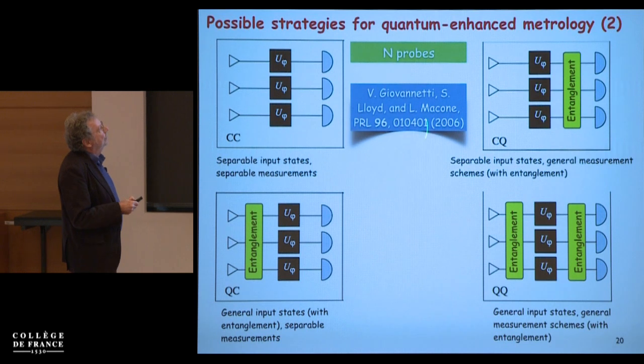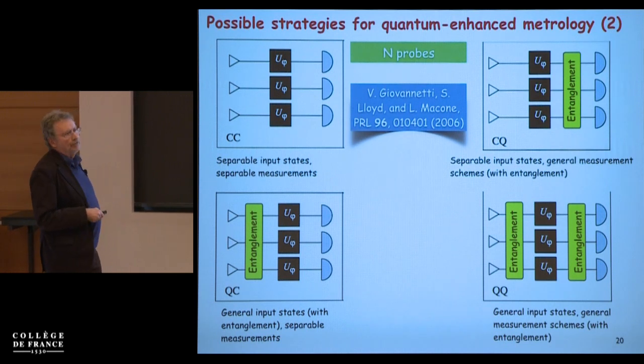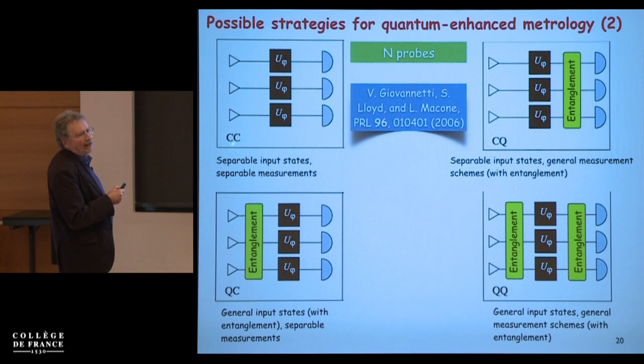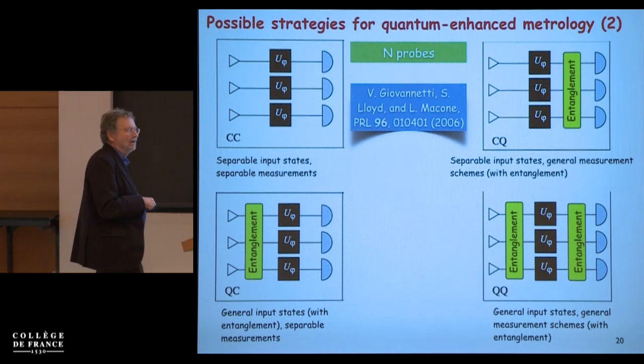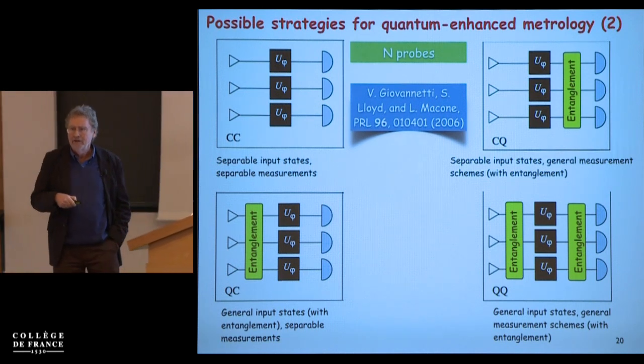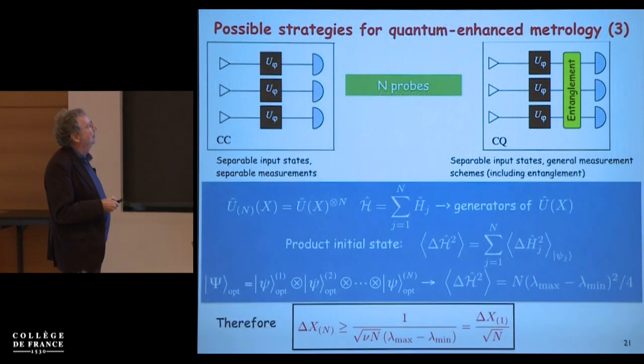So this was discussed in this paper here. We have 4 different possibilities. This we call, say, classical. We start with separable experiments, different experiments. We make independent measurements. This is classical quantum, separable inputs, but then somehow the measurement is a global measurement. This is quantum classical, initial entanglement of the incoming states, separated measurements, and finally quantum, entanglement in the initial states, and global measurements. Now let's analyze each of these cases.